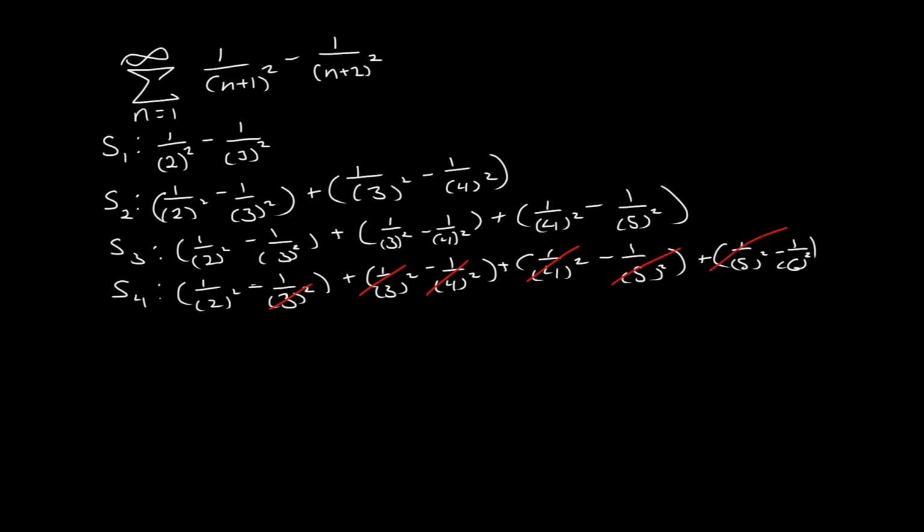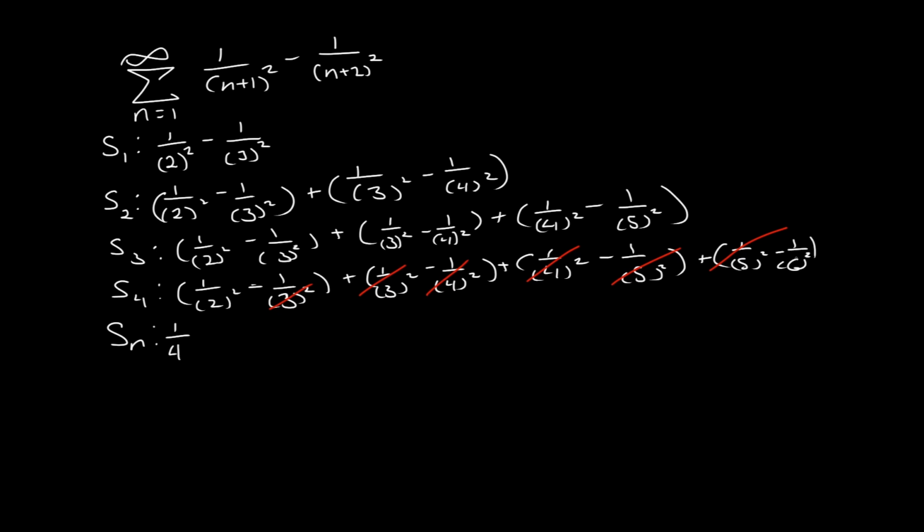And you can notice that no matter how many terms we add, this 1/2 squared will never change. It's always going to stay the same. Nothing's going to cancel it out. So that's how we know in our general solution, we can leave that in there as a constant. And we can multiply it out now. We can do 2 squared, which is 4.